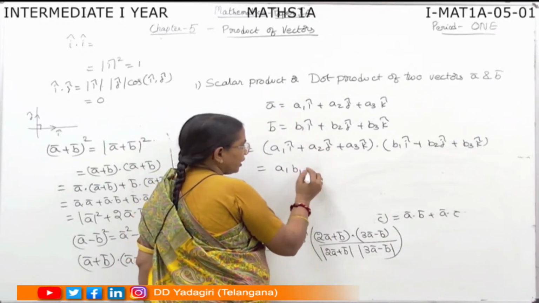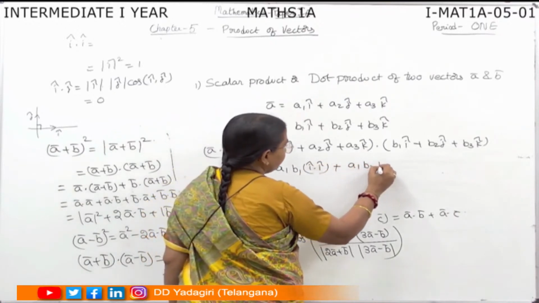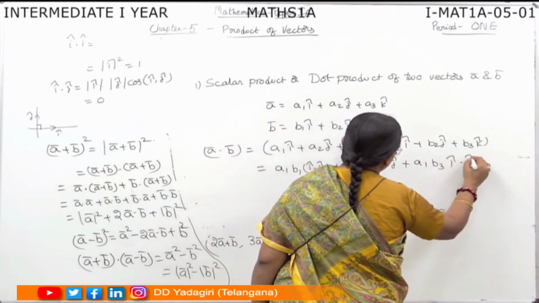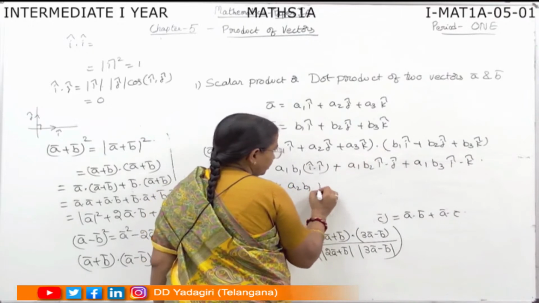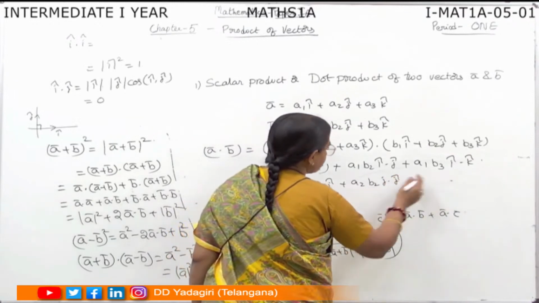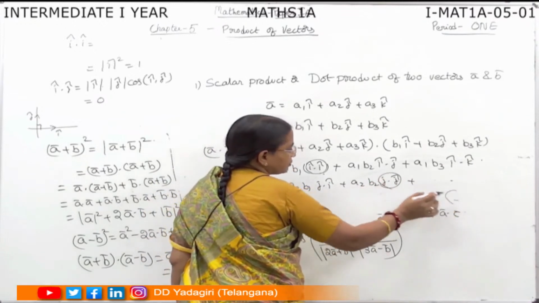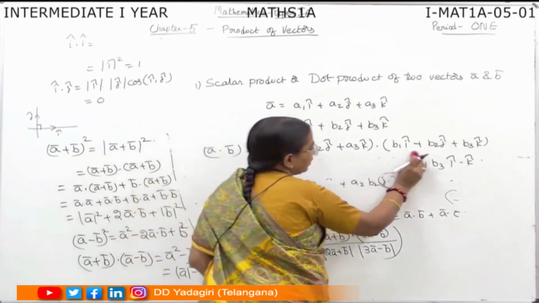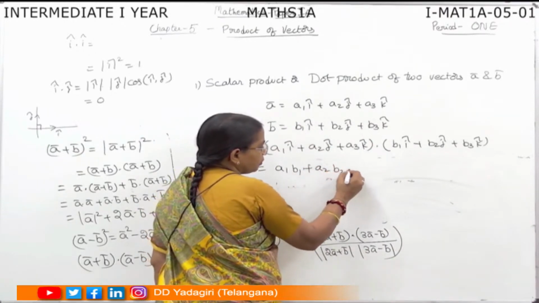Or else, if you want, you can write all that. It will take time. a1 b1 into i dot i, and then next is a1 b2 into i dot j plus a1 b3 into i dot k. In the same way, you take now a2. So a2 b1 into j dot i plus a2 b2 into j dot j plus, like this you write all the terms. Then i dot i is 1, j dot j is 1, next k dot k is 1. All the remaining terms are 0. So after simplification, you will get a1 b1 plus a2 b2 plus a3 b3.